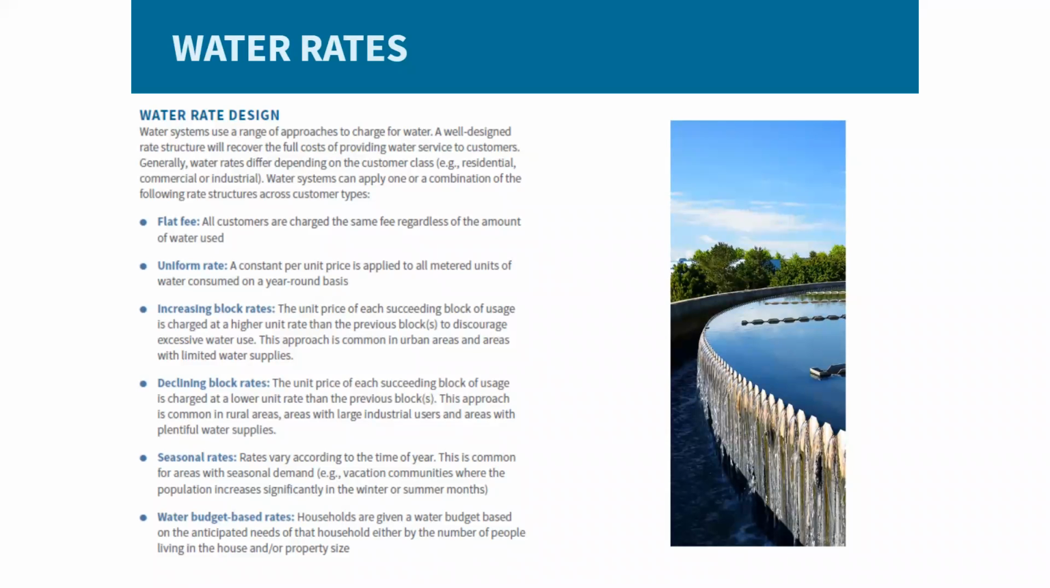Some examples include a uniform rate, meaning all customers are charged the same rate for the same amount of water. Increasing block rates, meaning an initial block of water usage is charged at one unit price while the successive blocks of water usage are charged at increasing unit prices, making it more expensive to use more water. And budget-based rates, meaning a household is given a water budget based on their anticipated needs, usually based on the number of household members or property size.